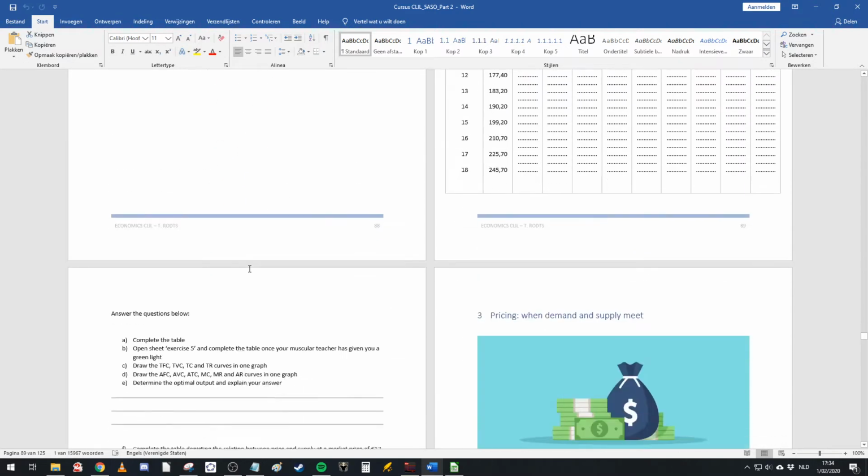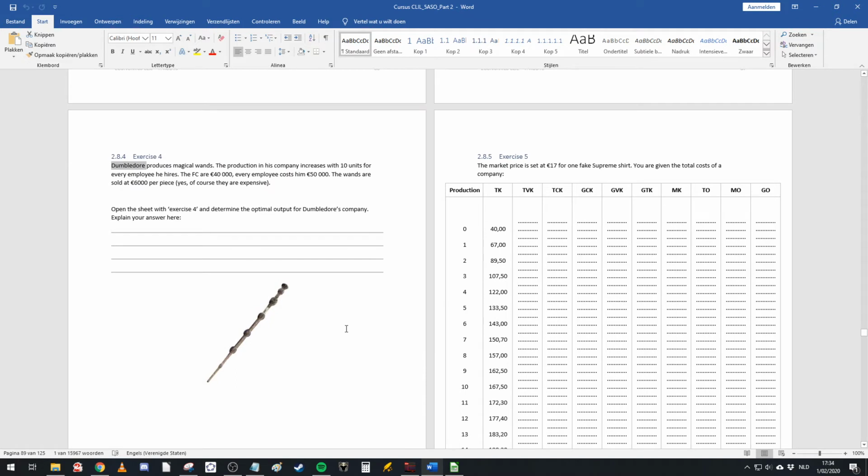Exercise 4, it's page, let me check, 88, and let's analyze it first. So, the production of his company increases with 10 units for every employee he hires. So, every new man or woman he hires will lead to an increase in production of 10 units, right? The FC or fixed costs are 40,000 euros, and every employee will cost him 50,000 euros. Okay. The wands are sold at 6,000 euros a piece, and yeah, they're very expensive, of course, because they're special.